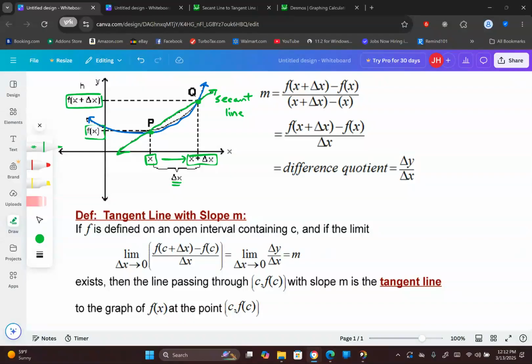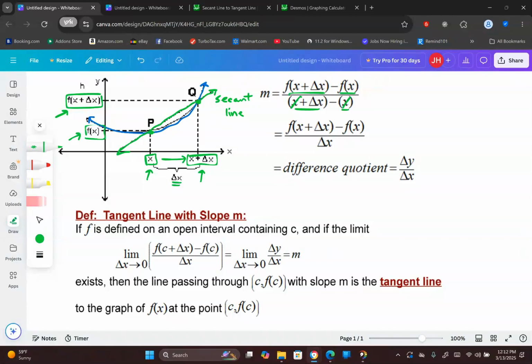Well, I take the change in these two y values, f of x plus delta x minus f of x, all over the change in these x values in the same order, x plus delta x minus x. Now the top is not going to simplify, but the bottom, that x minus x cancels, and of course, the change in x is going to be delta x. This is called a difference quotient, delta y over delta x.